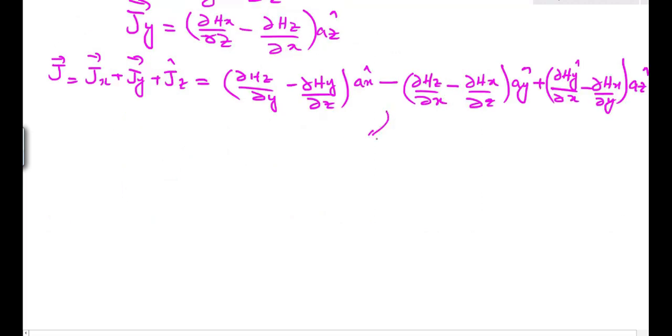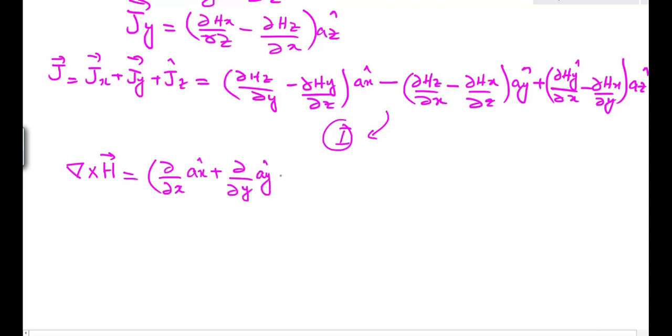Now let's call this expression 1, and we go back to our chapter number 1, where we discussed the cross product. We first discussed the del operator, and then we take the cross product of the del operator with the magnetic field intensity. The del operator we have discussed before is equal to partial by partial x ax, plus partial by partial y ay, plus partial by partial z az. This is your del operator.